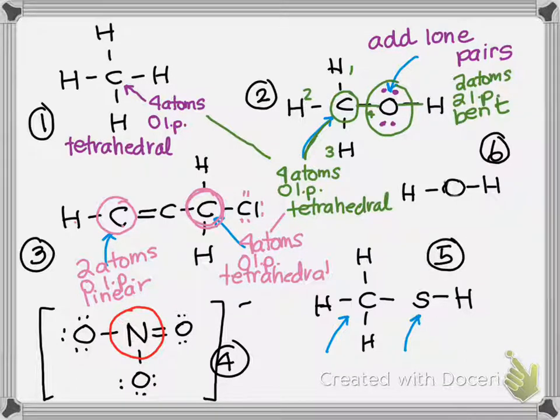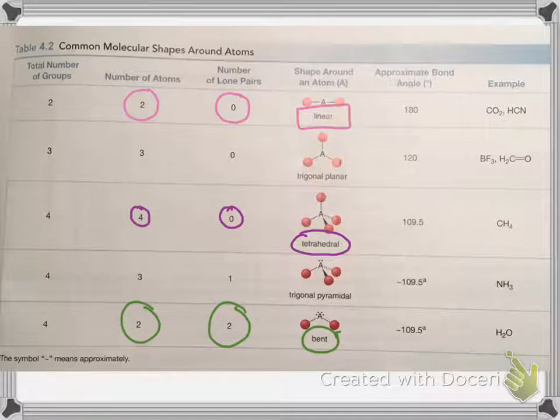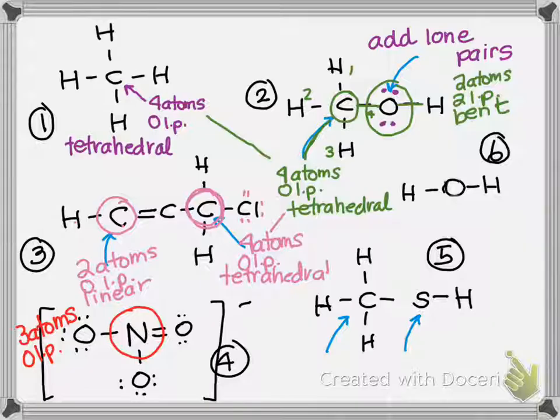So this nitrogen has 3 atoms attached to it. Whoops, I'm going to write it on the other side because I have number 5 and 6. So we have 3 atoms. Okay, it doesn't matter that one's a double bond, and 0 lone pairs. So then I go back and I have 3 atoms and 0 lone pairs, and that is trigonal or trigonal planar.